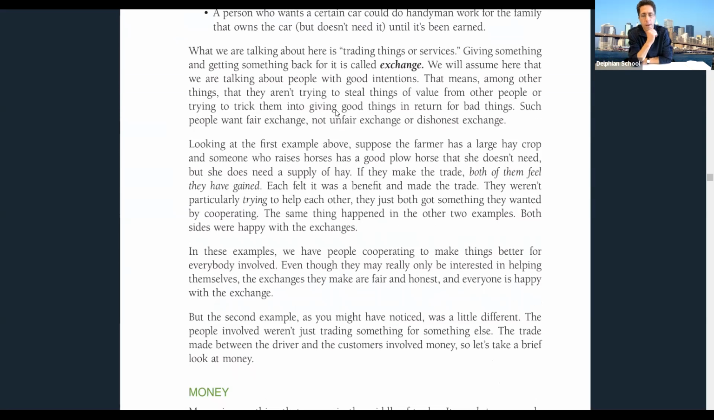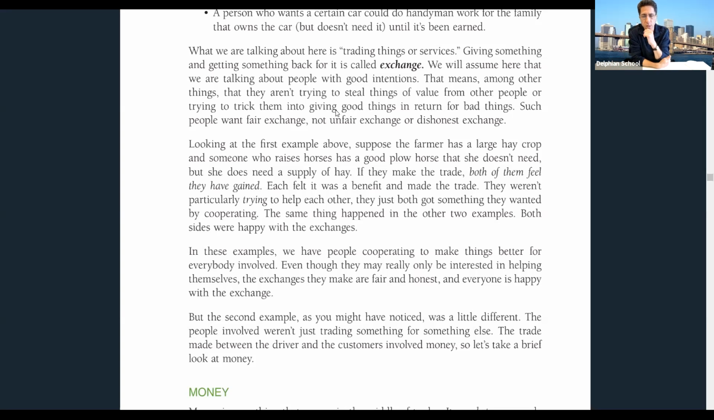What we are talking about here is trading things or services. Giving something and getting something back for it is called exchange. We will assume here that we are talking about people with good intentions. That means, among other things, that they aren't trying to steal things of value from other people or trying to trick them into giving good things in return for bad things. Such people want fair exchange, not unfair exchange or dishonest exchange.